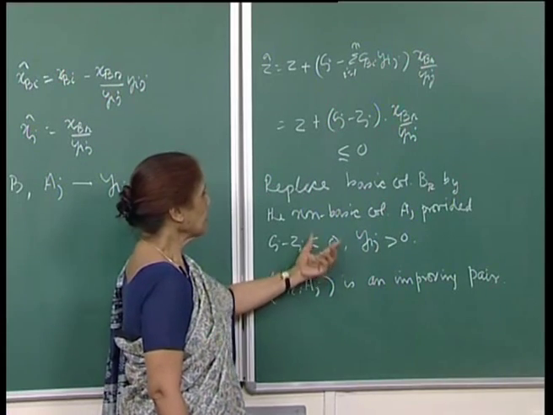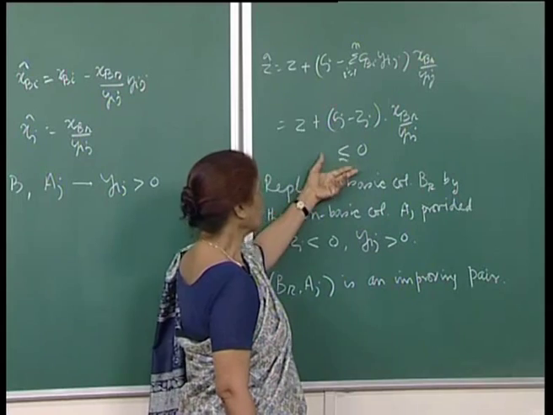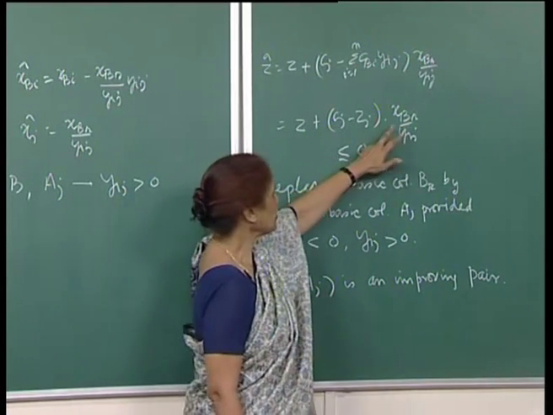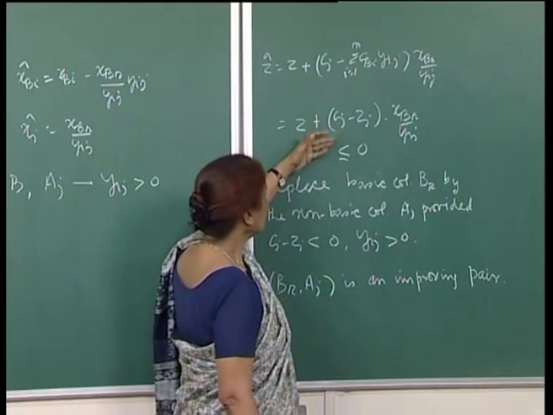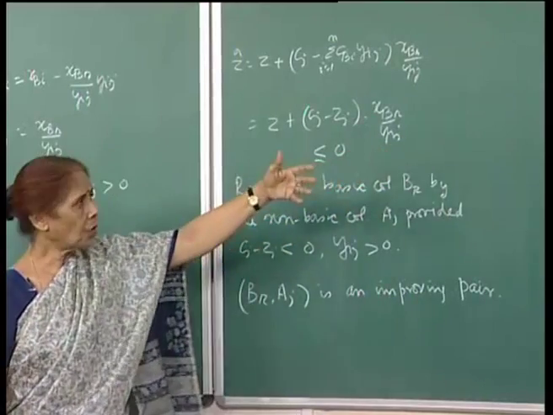Then in that case, when you replace Br by Aj, your value of the objective function will go down. That is, z hat is equal to z plus (cj minus zj) into xBr upon yrj. So if this is negative, and this can be non-negative, so it can be 0 or positive.